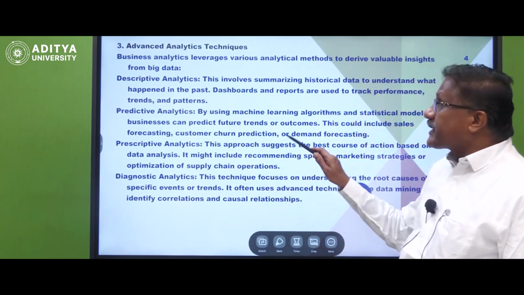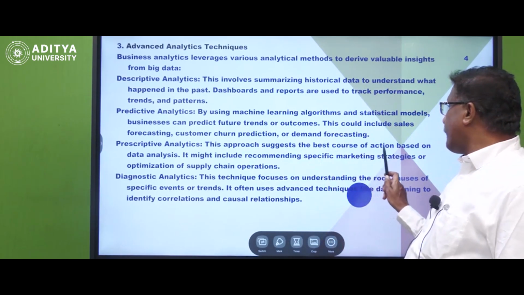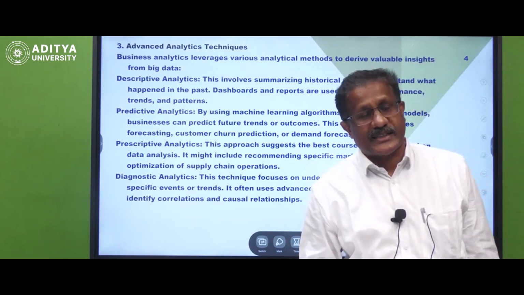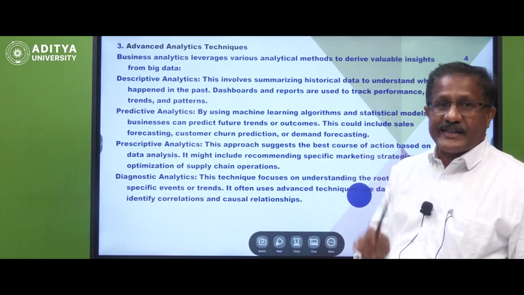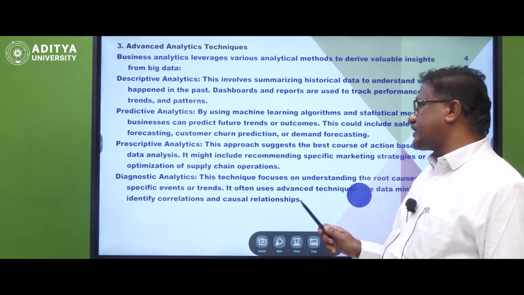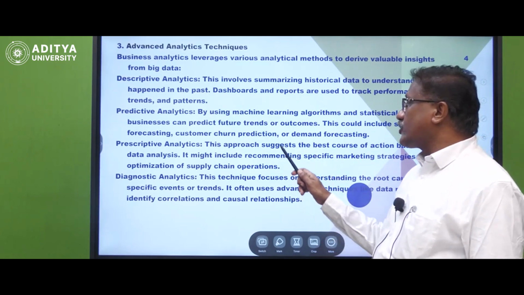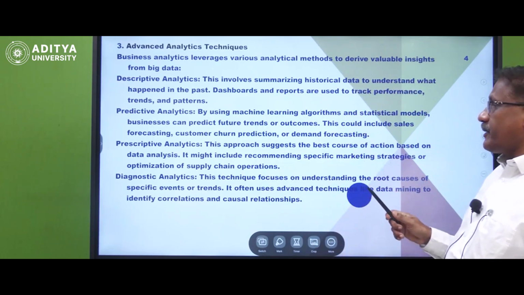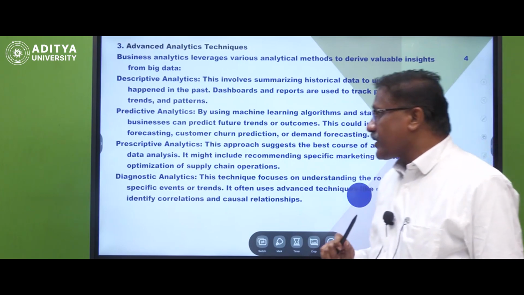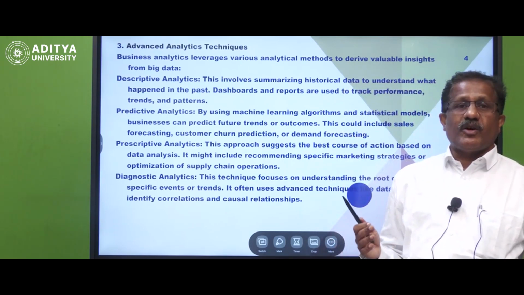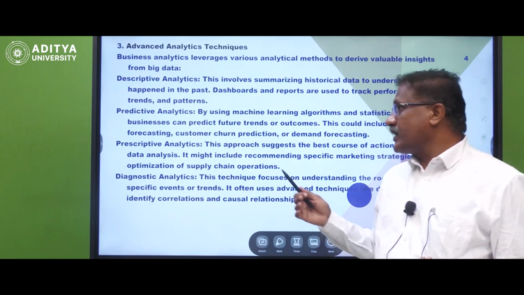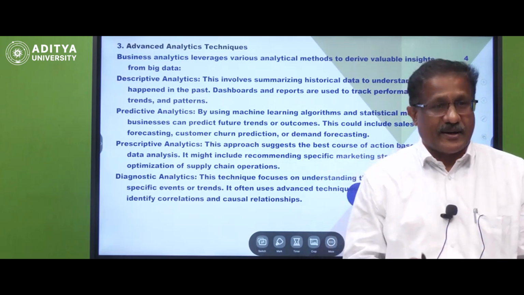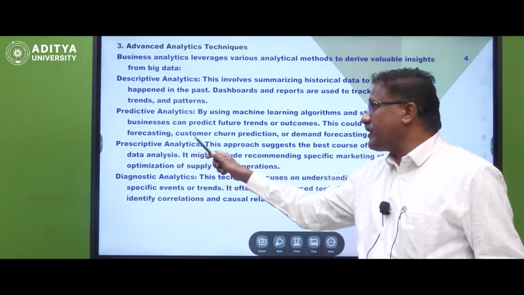And the third one is prescriptive analytics. This approach suggests the best course of action based on the data analysis. Whatever data has been analyzed, we are going to take the right action, corrective and preventive actions. This approach helps us take the proper action. It might include recommending a specific marketing strategy or optimizing supply chain operations. For example, if we want to improve a business for the future, prescriptive analytics helps us decide which type of action we are supposed to take.